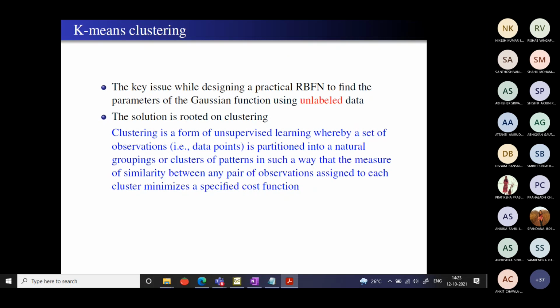And you know that in case of k-means, what kind of measure of similarity do you use? Which similarity measure do you use? There are so many. Which one do you use?